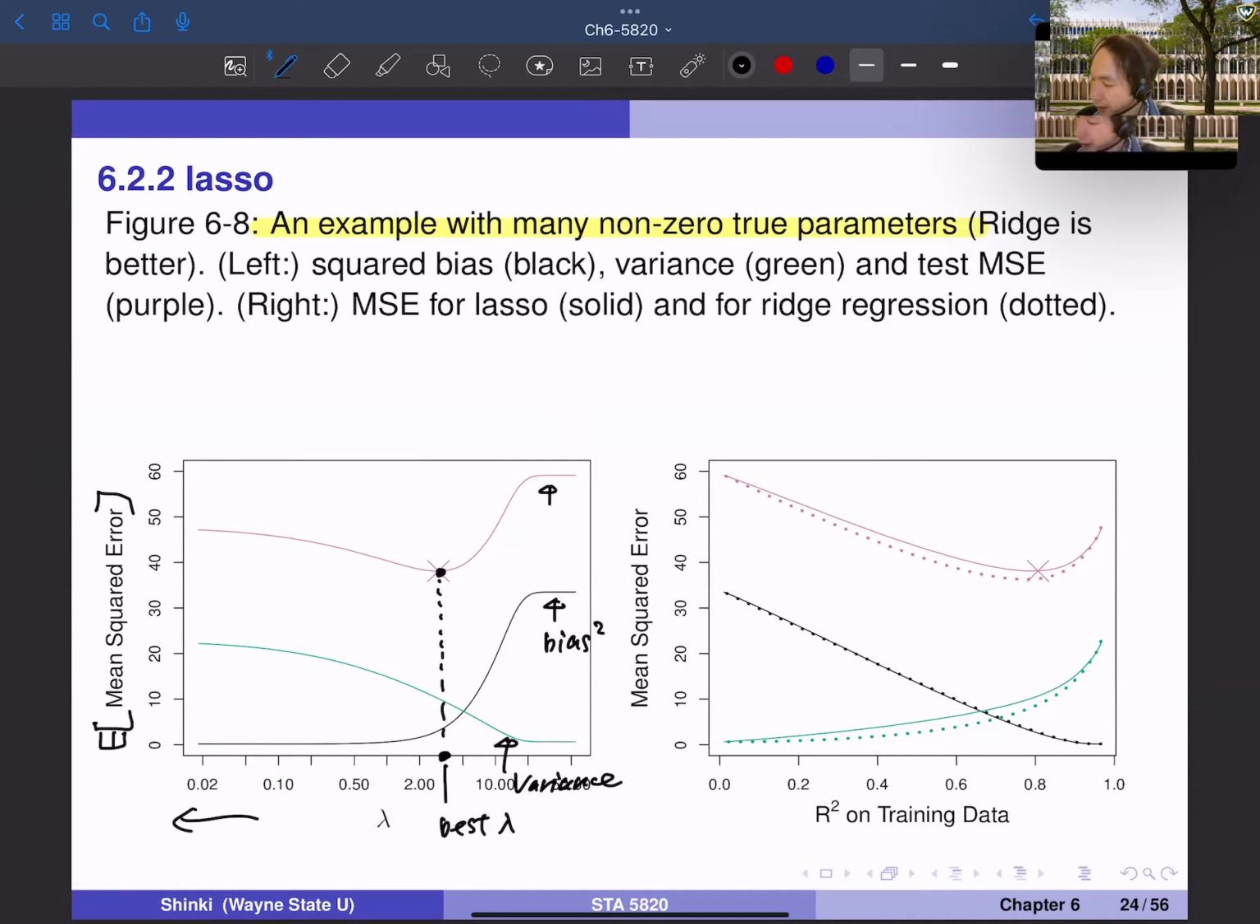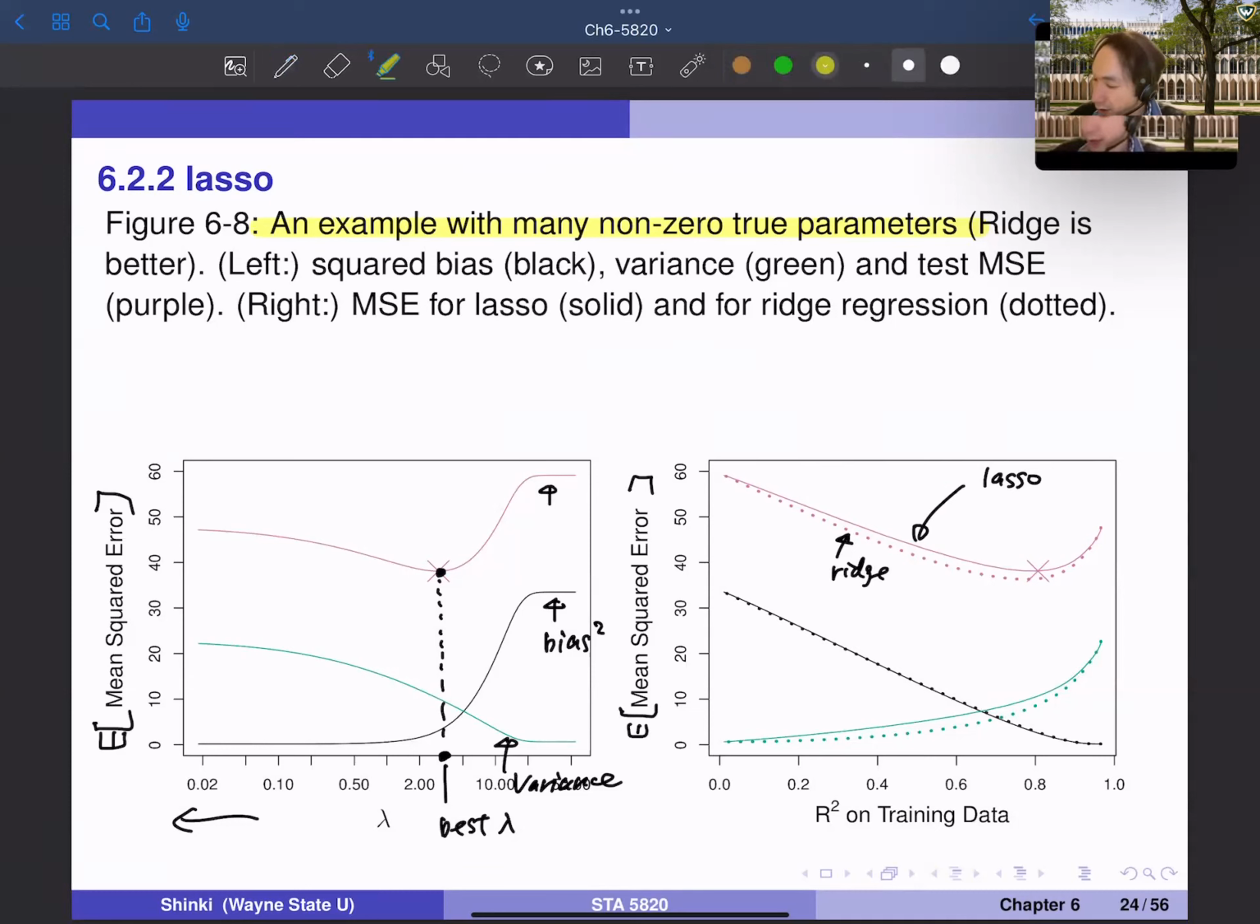And in this case, this is the expected mean squared error, and the dotted line is by ridge regression, and the solid line is by lasso. So ridge is consistently better than lasso. In terms of the bias, it's almost the same, but the variance is smaller for ridge in this specific example.